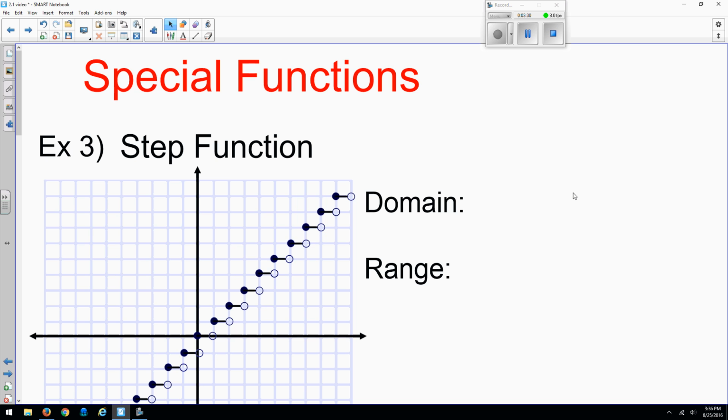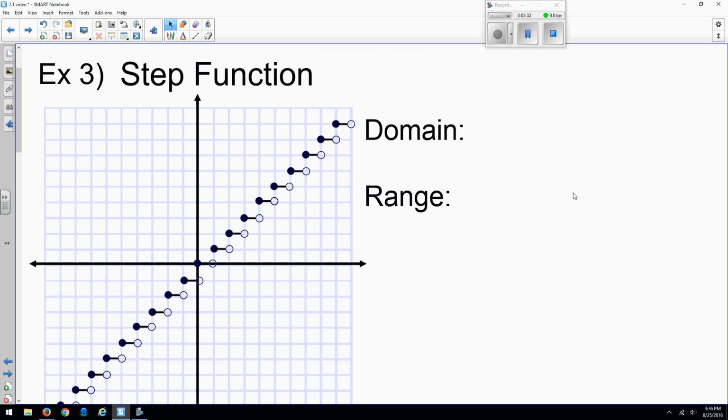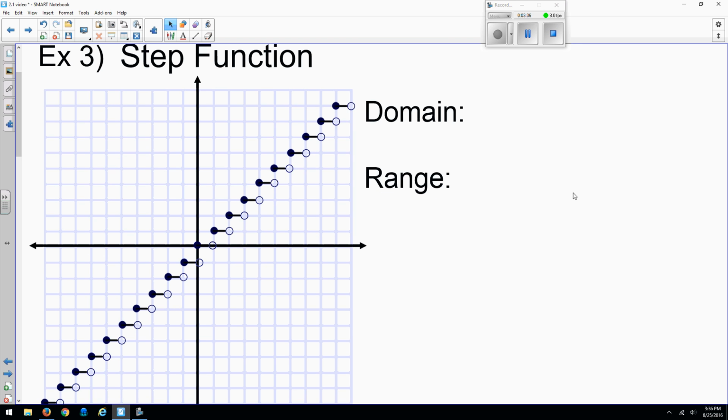So now we get to special functions. I don't think you've seen a function like this before. This is called a step function. And the example that you see here is actually called the greatest integer function. And we'll get a little bit into class of what exactly this represents. But for now, I'm just going to look at the graph.